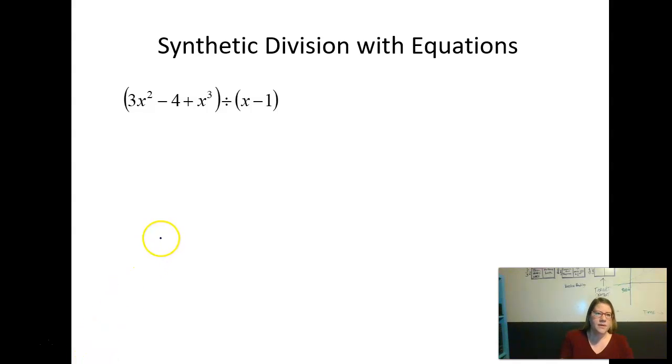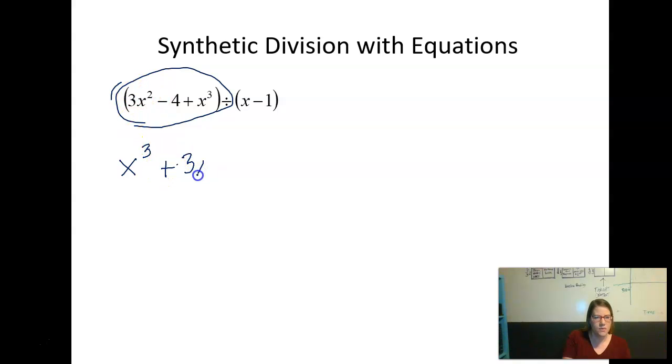All right, so last example, we have 3x squared minus 4 plus x to the third divided by x minus 1. Again, another example that we did yesterday, but we're going to do it with synthetic division. The first thing I need to do is get organized with this equation because it's not in standard form and there's an x term missing. So I'll write it as x to the third, the one with the highest exponent first, then the second highest, which would be plus 3x squared. I don't have an x term, so x, the first power is missing, so I'm going to put plus 0x and then minus 4.